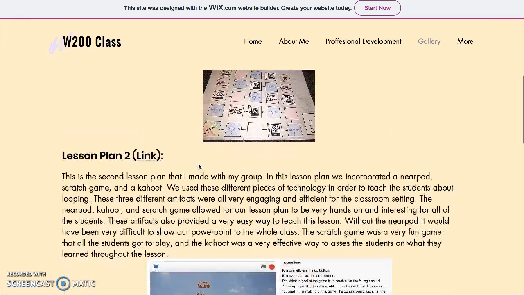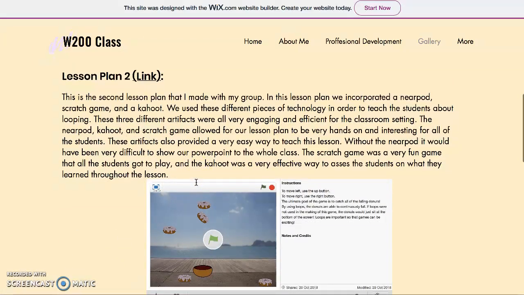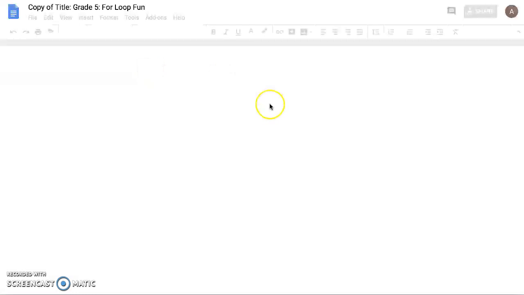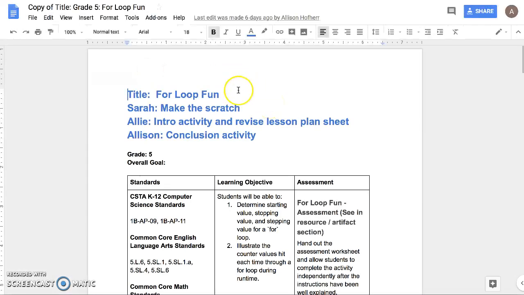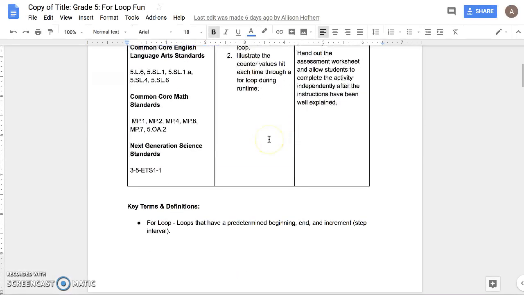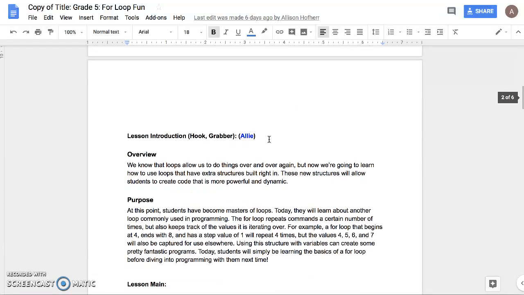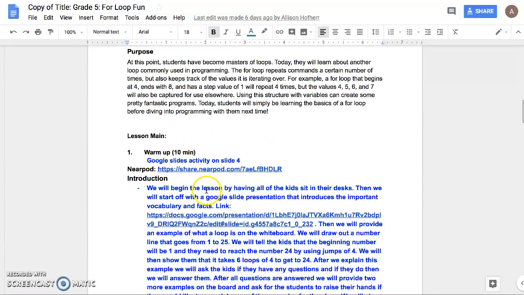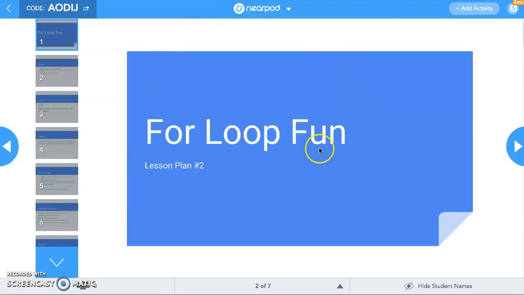The next lesson plan that I'll be showing you is my lesson plan about looping. This was our for loop fun lesson plan, and we used a Nearpod to introduce this topic to the students. Nearpod was a very easy way to show them different ways of vocabulary that they could have on their iPads while they were following along with this lesson plan.